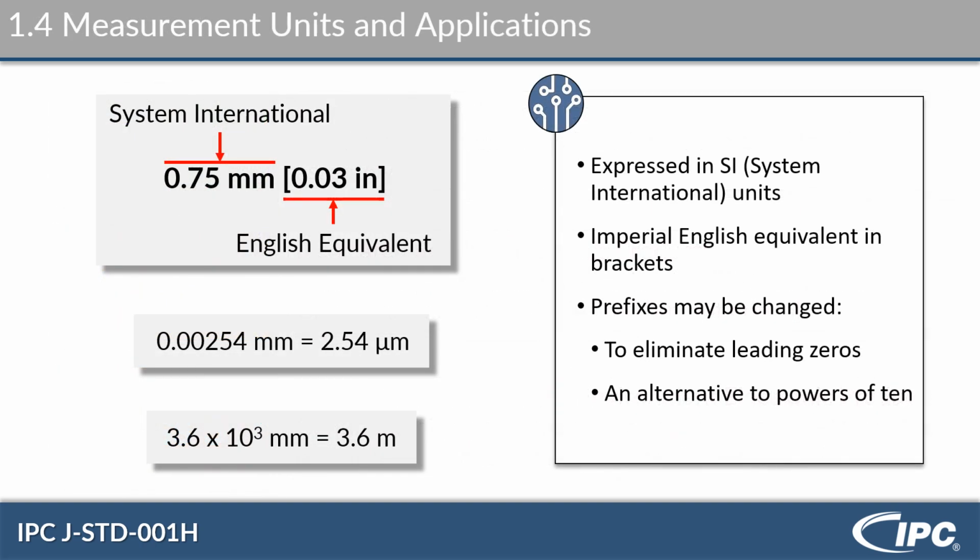You will see in this book, we're now in clause 1.4. Everything in this book that's in measurements is expressed in System International, also known as metric. The Imperial English is what we use in America, is in the brackets. So in the brackets next to that number. So 0.75 millimeters, which is a very small number, is actually the equivalent of 0.03 inches. 3/100ths of an inch. Very small number.